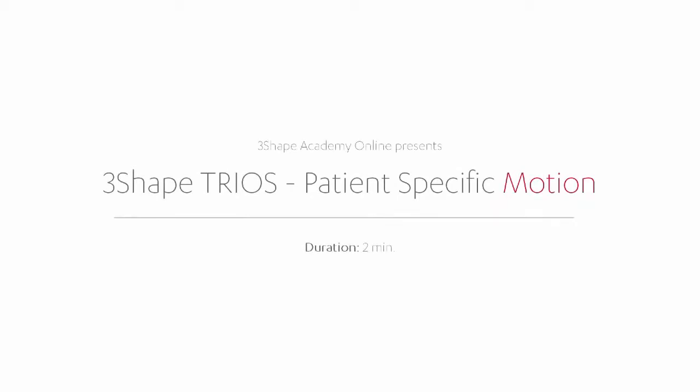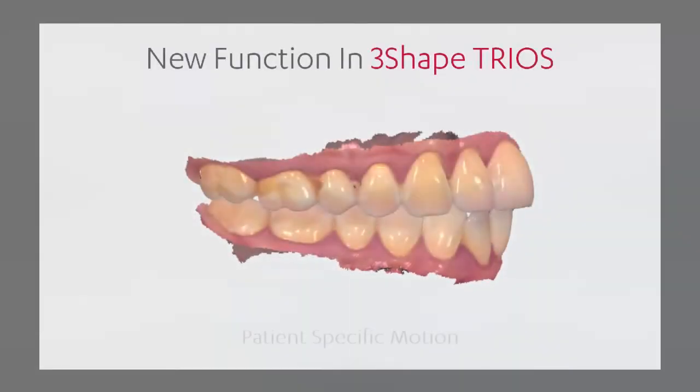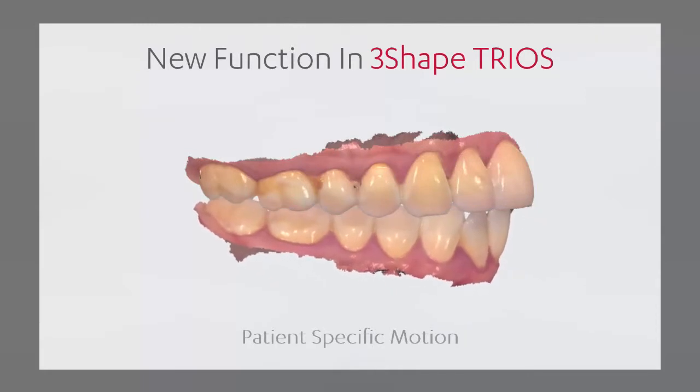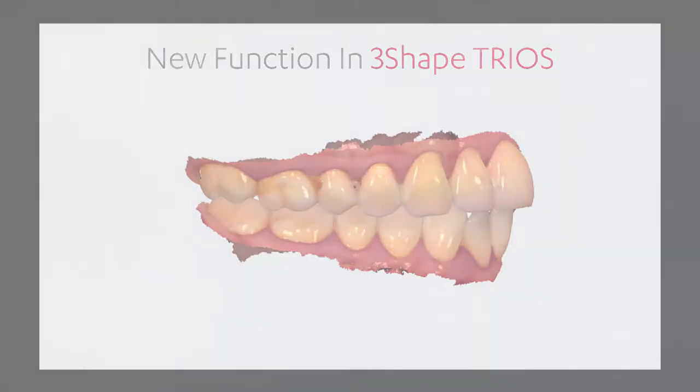This video will demonstrate how to use the new patient-specific motion feature. Patient-specific motion will allow you to record the true movement of the patient with the TRIOS scanner. This will enable the dentist to view not only the static contact points, but also the dynamic contact points of the patient. This information will help the lab to create even better fitting restorations.